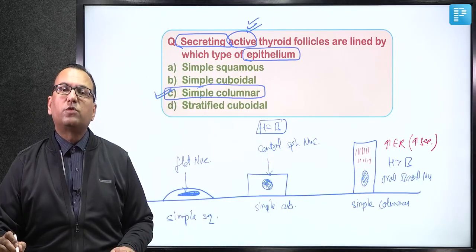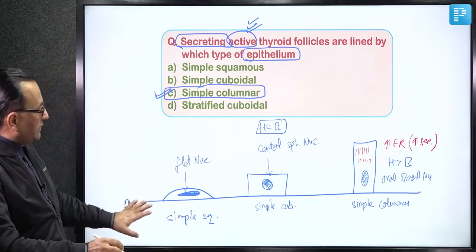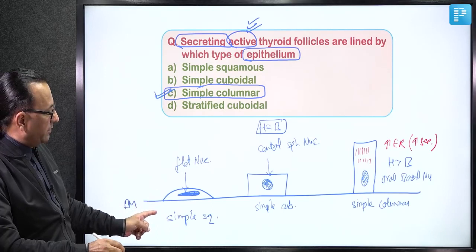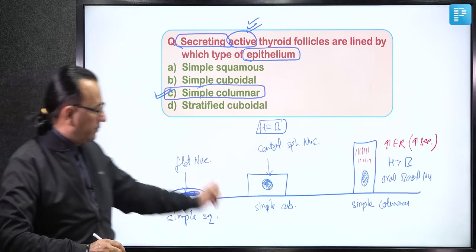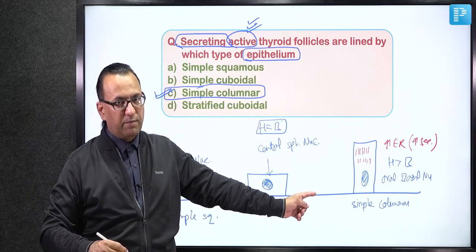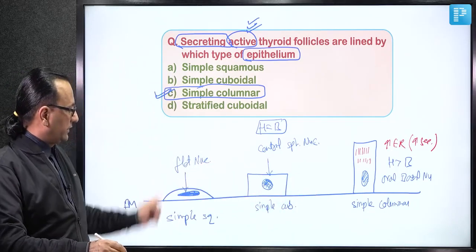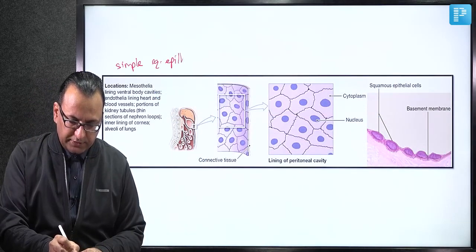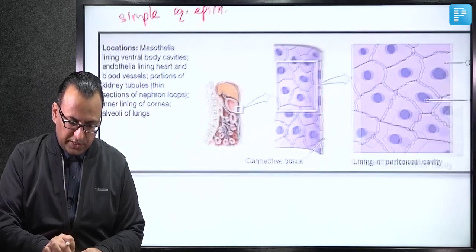Let us now move on to some more details on the simple squamous epithelium, some other sites where we will find this type of epithelium. And consequently, we can talk about simple cuboidal and simple columnar, the other locations where they can be found. But first, we start with simple squamous epithelium. Here we are looking at the various sites it can be found. Let us zoom in on this area a little bit.